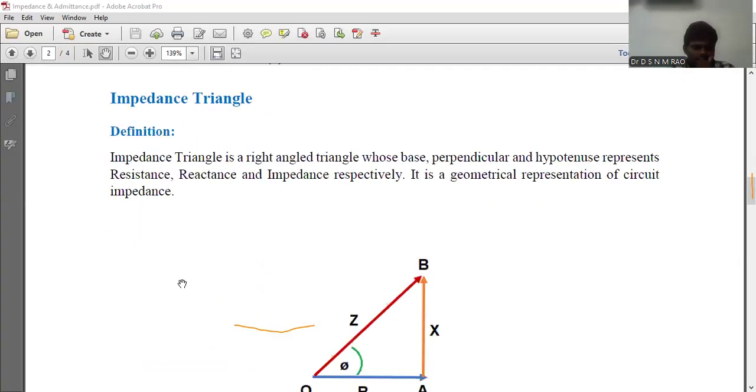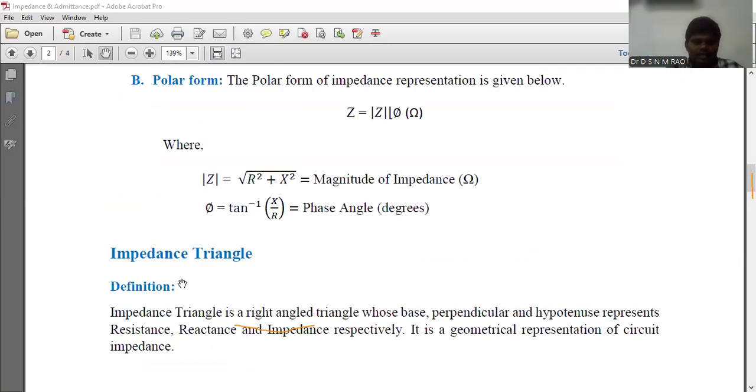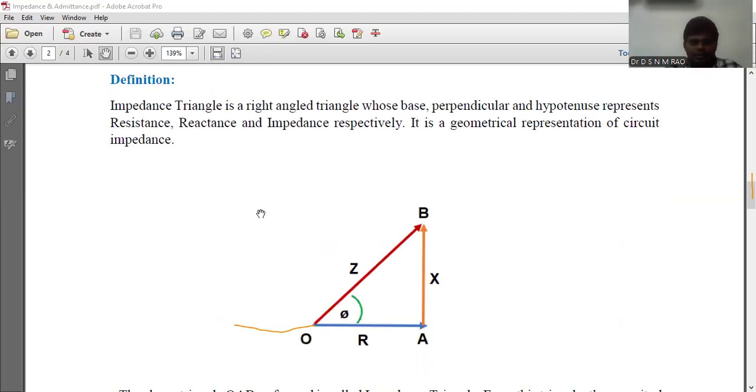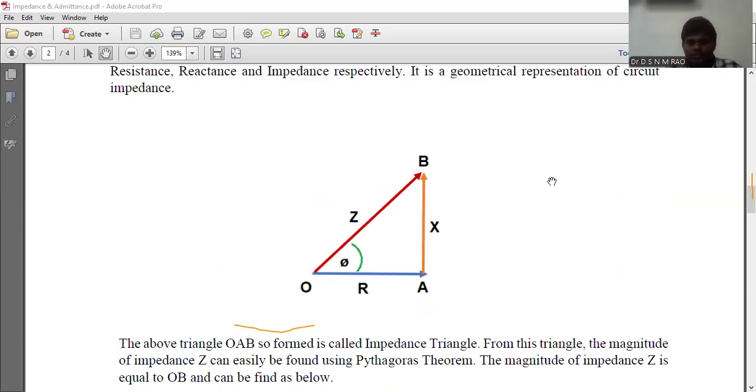And the impedance triangle. Impedance is also represented in rectangular form, R plus jX. The impedance triangle is a right-angle triangle whose base, perpendicular and hypotenuse represent the resistance, reactance and impedance respectively. It is a geometrical representation of circuit impedance. So Z equals R plus jX.